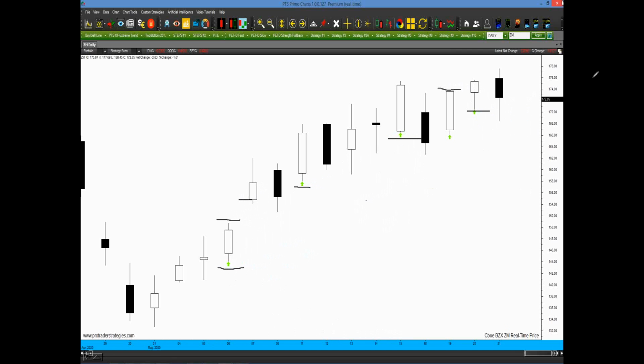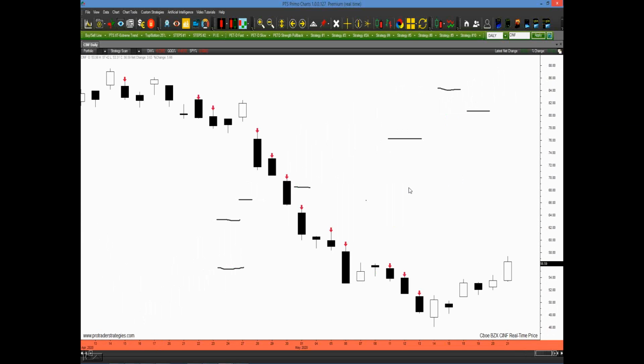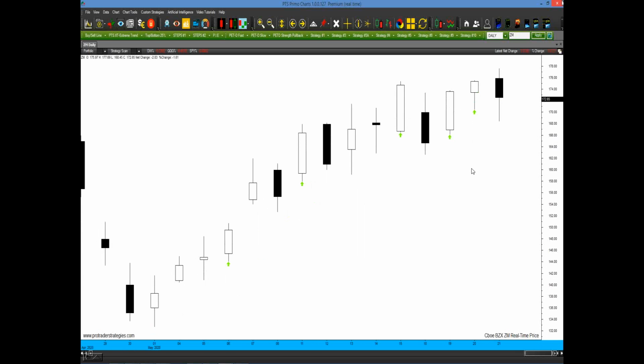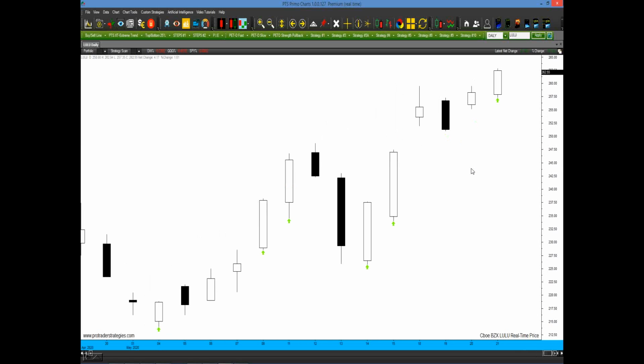Let me see here. Let me get rid of this. Whoops, I have to erase these. I don't want to keep these on the screen. Just let me erase all these first. Let's see, erase all drawings. Okay, there we go. What did we look at? Zoom. Was that the first one? Yeah, so let's look at Lulu.